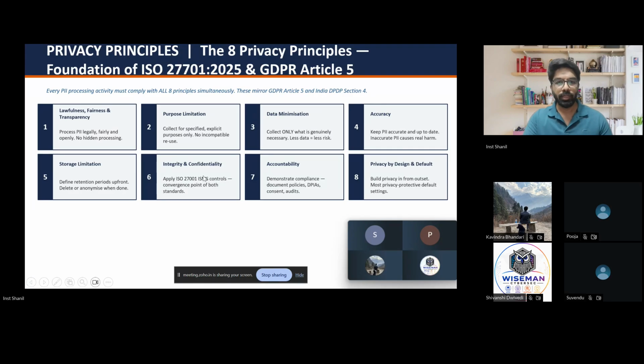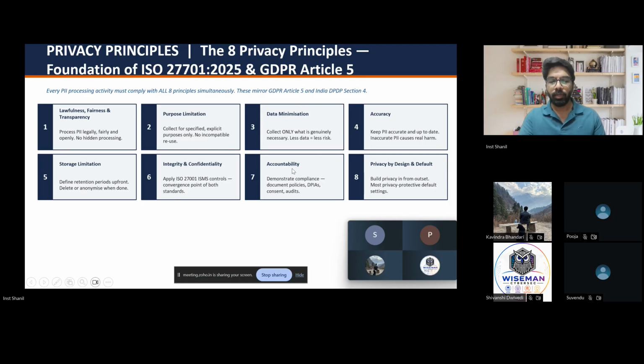Integrity and confidentiality. Apply ISO 27001 controls, the convergence point of both standards. Wherever ISO 27001 and 27701 coincide in terms of integrity and confidentiality, both should be applied. The controls related to integrity and confidentiality, both should be applied.